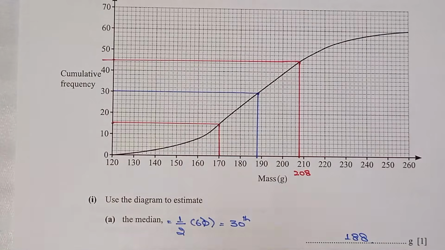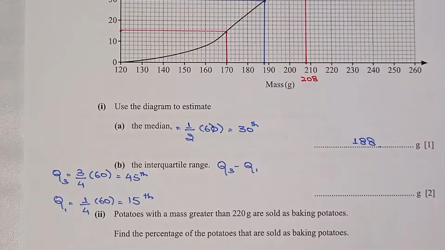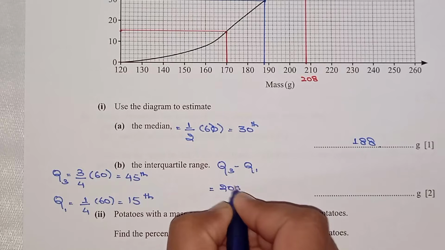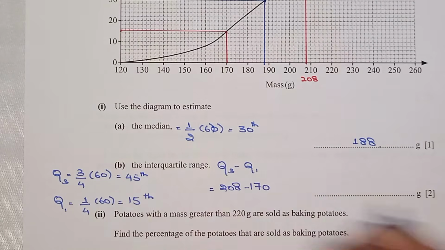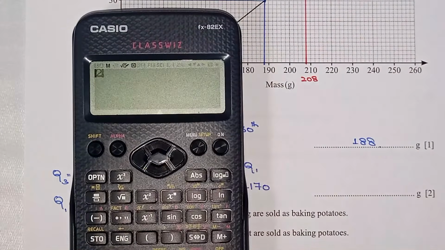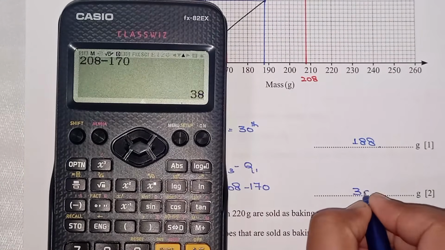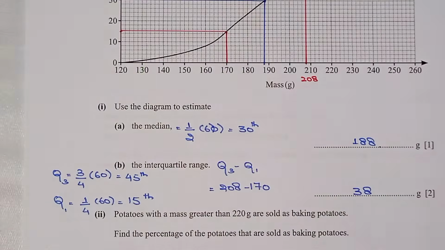Okay, so the Q3 is 208 and Q1 is 170. So this would be equals to 208 subtract 170. So what would be the interquartile range? 208 subtract 170, 38. 38 grams is the interquartile range.